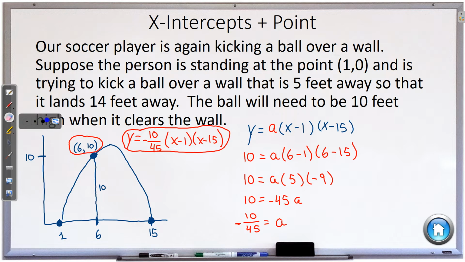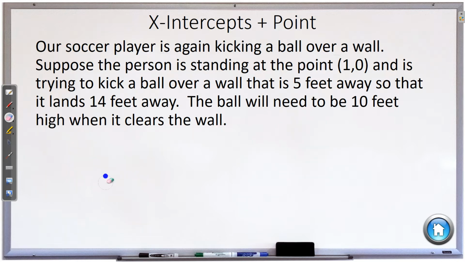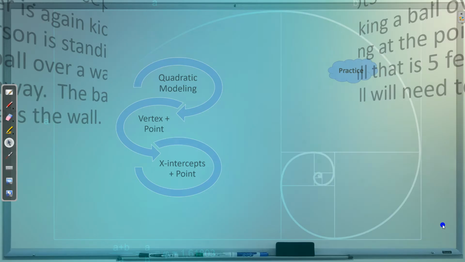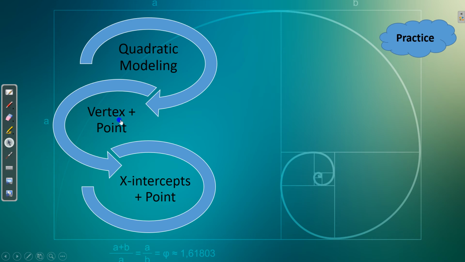All right, those are the two easiest ways to model a quadratic equation, something flying through the air. We had two options there. If you know the vertex, the highest point, plus another random point, or if you know the x-intercepts. They can both be used for quadratic modeling.